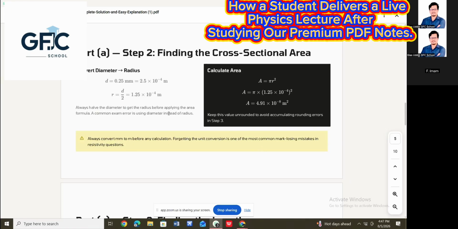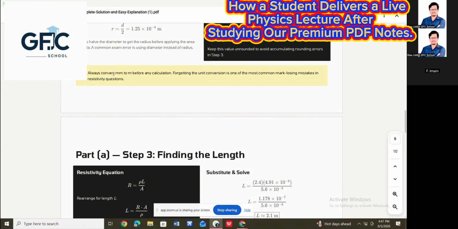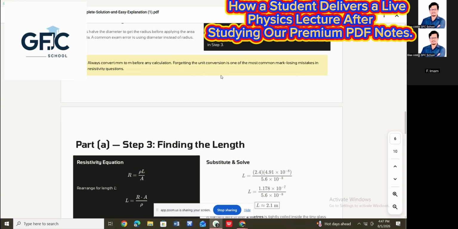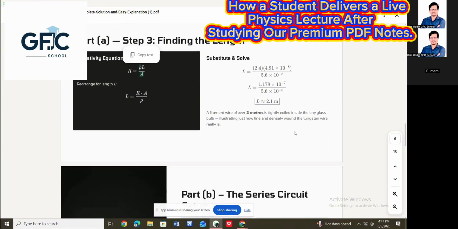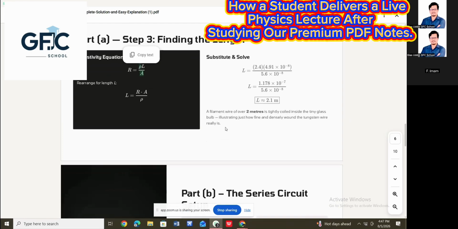Okay. These are the unit conversion messages for warning or caution, whatever you say. Don't read this. Finding the length. Okay. Length: R is equal to rho L by A. So this is the format. A filament wire of over 2 meters is tightly coiled inside the tiny glass bulb, illustrating just how fine and densely wound the tungsten wire really is.